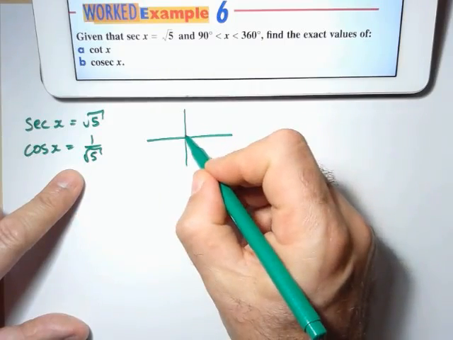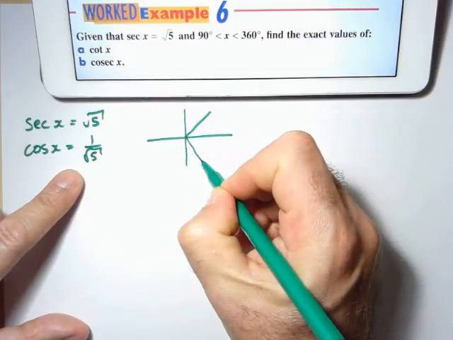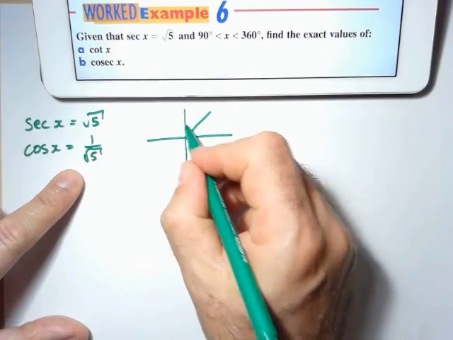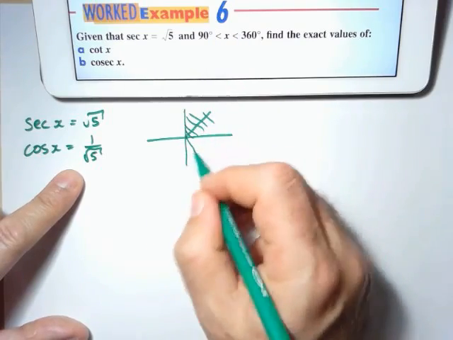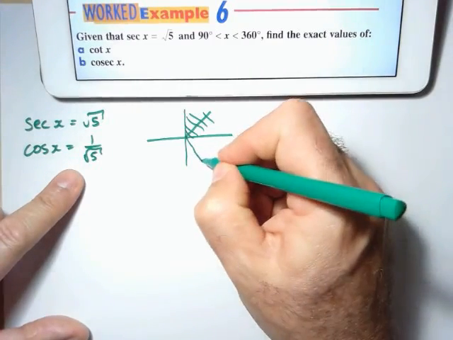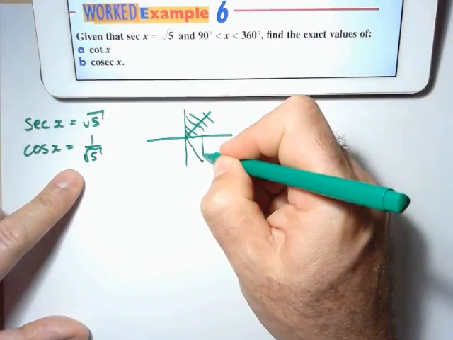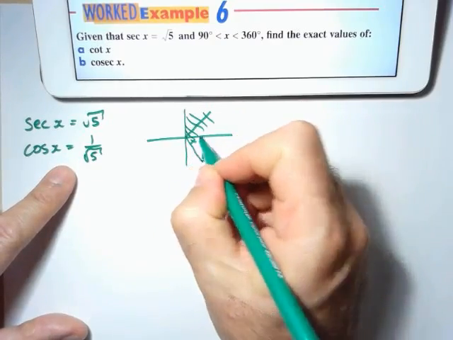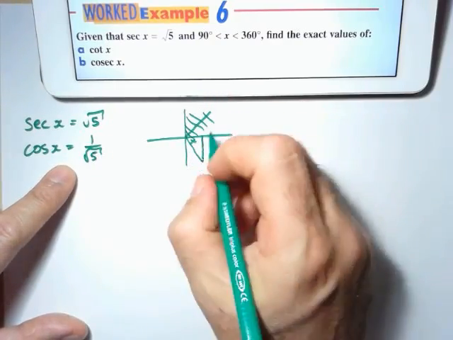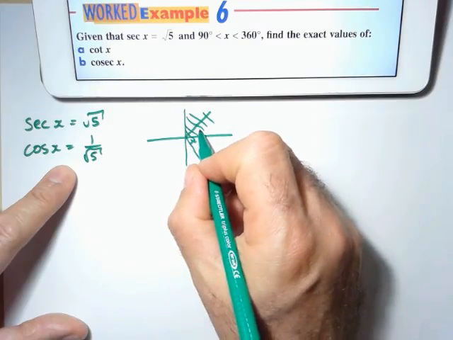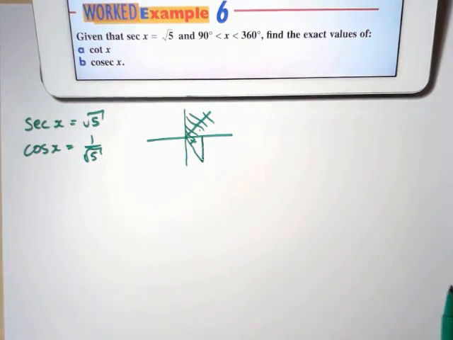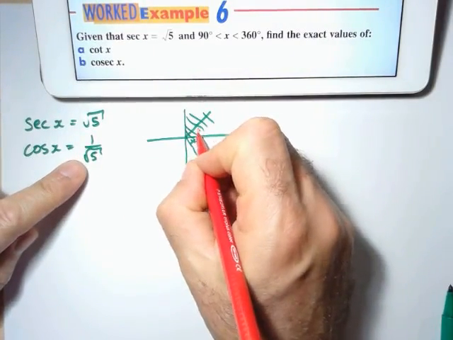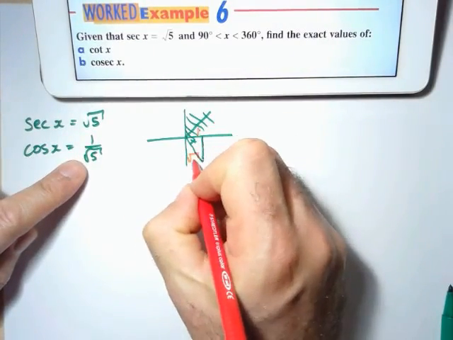Cos is positive in my first quadrant and my fourth quadrant. But they say that x lies between 90 and 360, so the first quadrant cannot be the answer, so this must be the answer. Which means that if I make my triangle in this direction, and this is x, cos is 1 over square root 5. One is adjacent, so cos is adjacent over hypotenuse, 1 over square root 5.